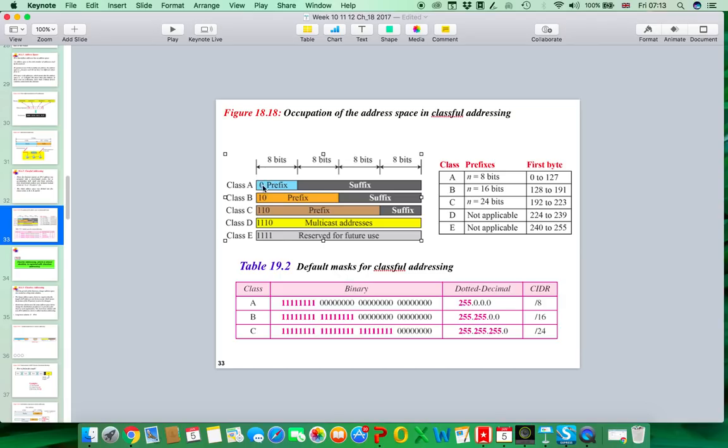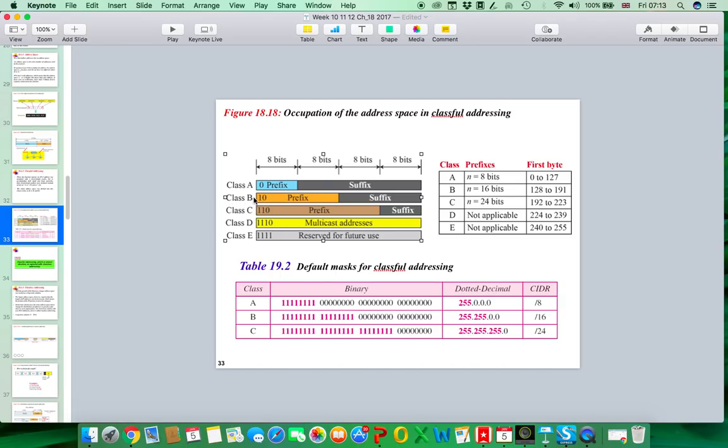And all addresses with class A would start with a 0. So from 0 to 127, that would be classified as a class A address because the 128 bit is 0. So the maximum we can go is 0 to 127.